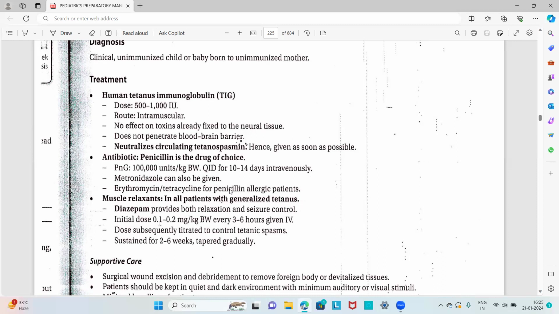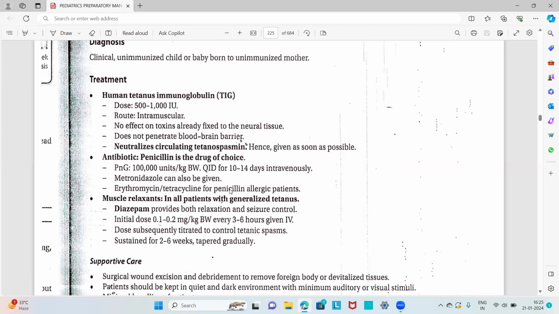Then we have to give antibiotics. Penicillin is the drug of choice, penicillin G, 1 lakh units per kilogram birth weight, four times a day for 10 to 14 days intravenously. Metronidazole can also be given, and erythromycin or tetracycline for penicillin-allergic patients.